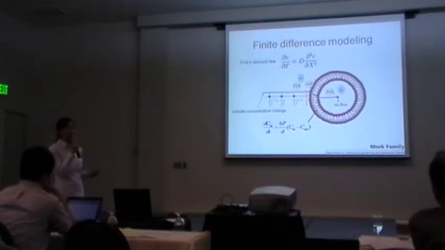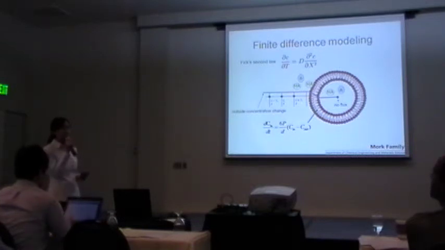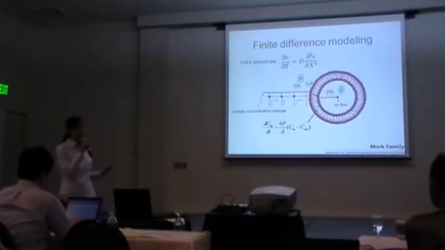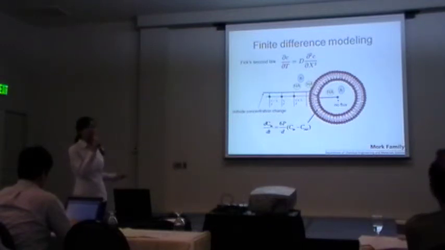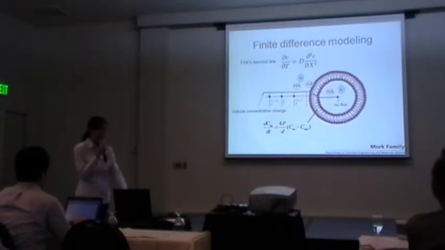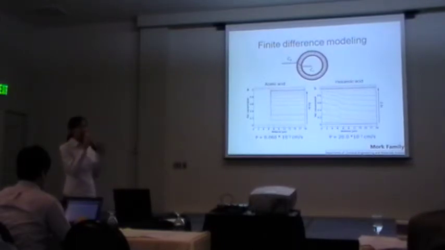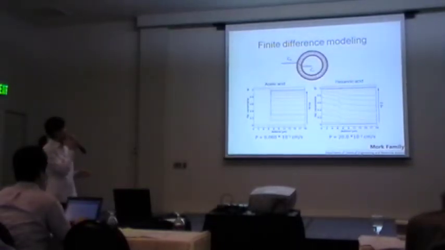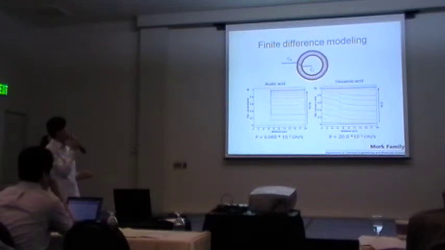One more thing to take into consideration is that the carboxylic acid is a weak acid, so both charged species and uncharged species exist in the solution. And for the lipid membrane, only the charged species can permeate through the membrane. The finite difference model was used to solve this problem. And this is the modeling result for the acetic acid and the hexanoic acid.